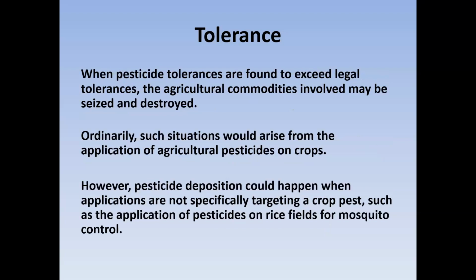When pesticide residues are found to exceed legal tolerances, the agricultural commodities involved may be seized and destroyed. Ordinarily, such a situation would arise from the application of agricultural pesticides on crops. However, pesticide deposition could happen when applications are not specifically targeted at a crop pest, such as the application of pesticides on rice fields for mosquito control.